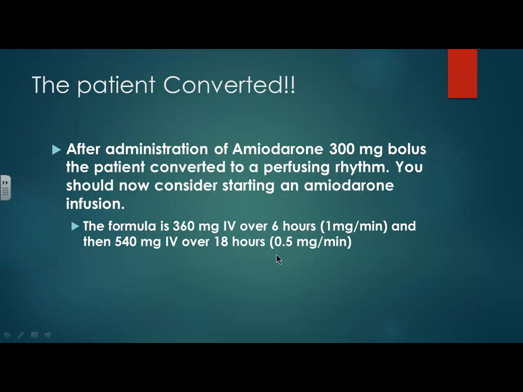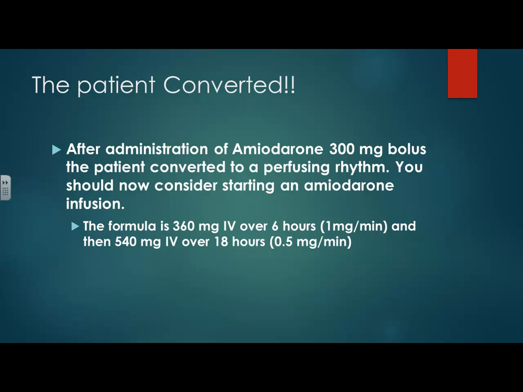So, good thing that I was here to save y'all, because y'all just saved the patient's life. After administration of an amiodarone 300 milligram bolus, the patient converted to a perfusing rhythm. You should now consider starting an amiodarone infusion. Why are we going to start an amiodarone infusion?